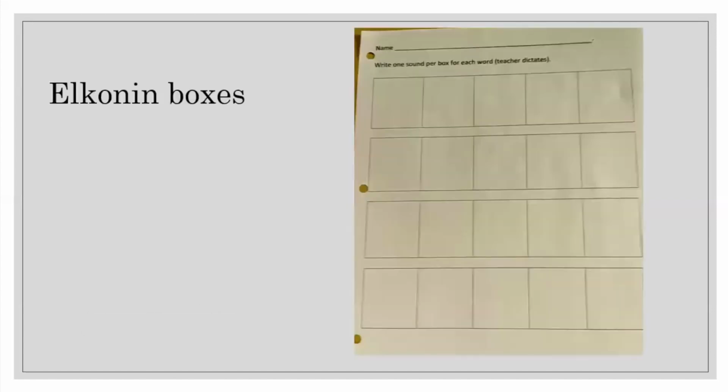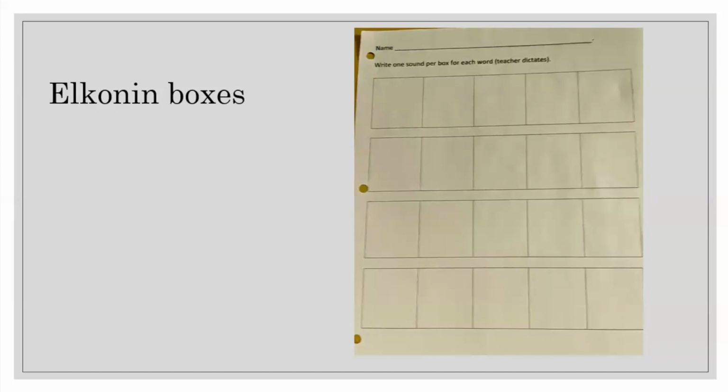Elkonin boxes. I've also heard it pronounced Elkonin. Do lots of activities to develop orthographic mapping with words containing the target orthographic pattern and also some irregular words. Connecting the phonemes to the graphemes leads to instant word recognition. In this very simple activity, the teacher dictates words from the targeted spelling pattern. The students place a manipulative, such as a bingo chip, in the boxes to represent the phonemes.